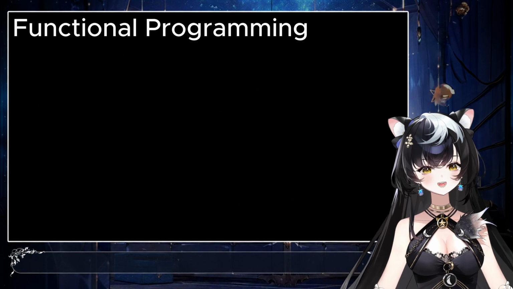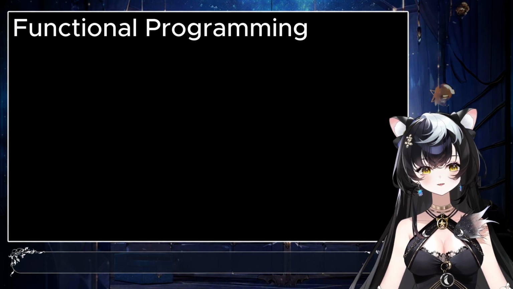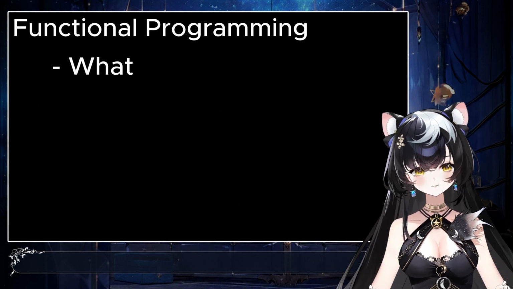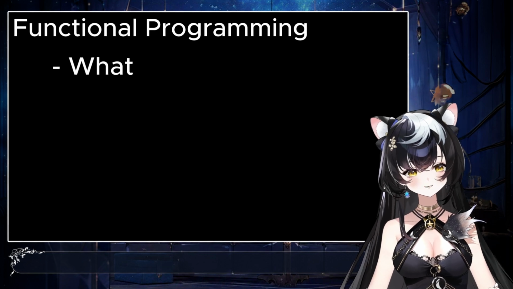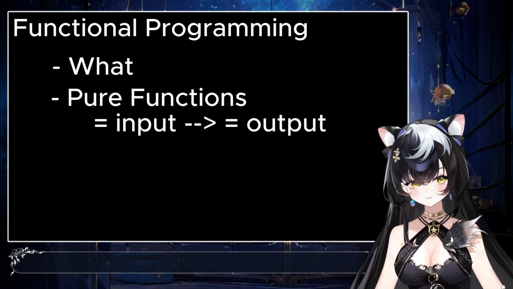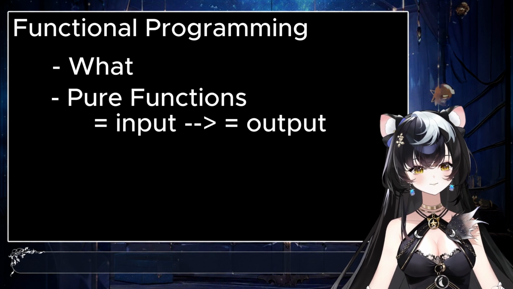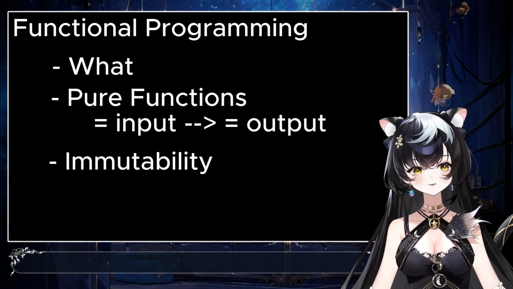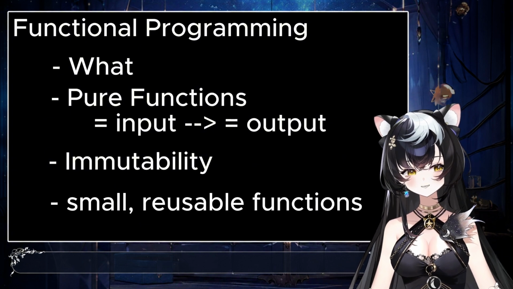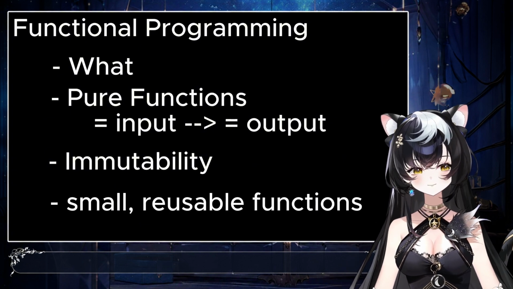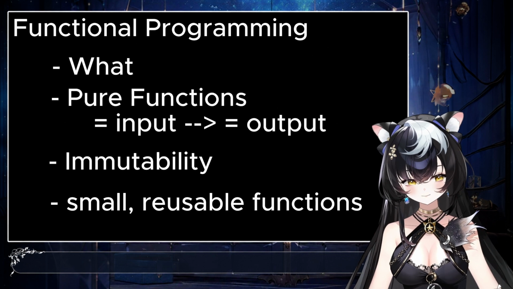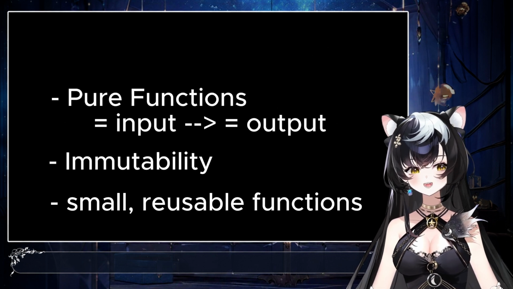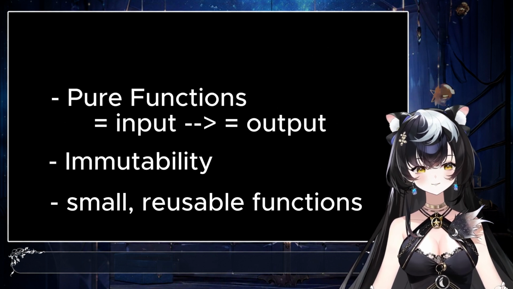Let's quickly recap. Functional programming focuses on what, not how. It uses pure functions: same input, same output. It avoids changes with immutability. It builds systems using small reusable functions. In short, less chaos, more clarity.